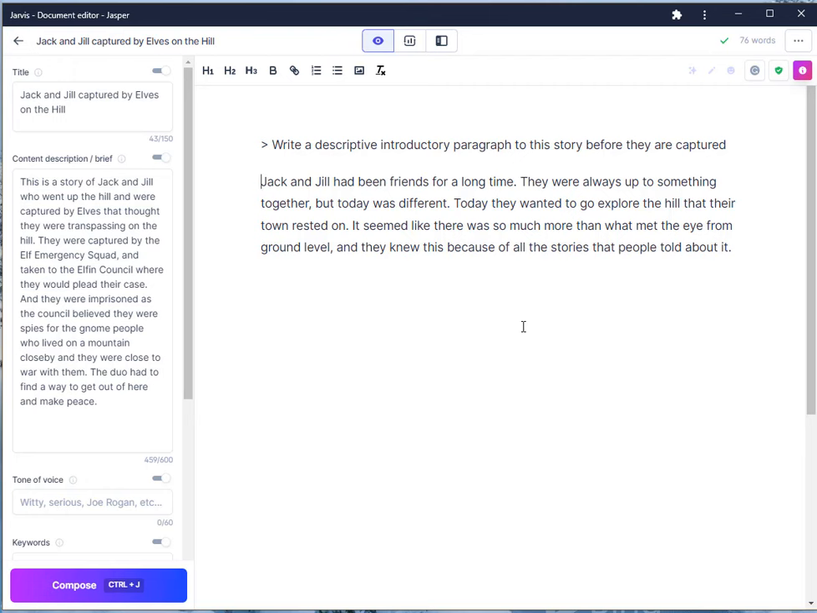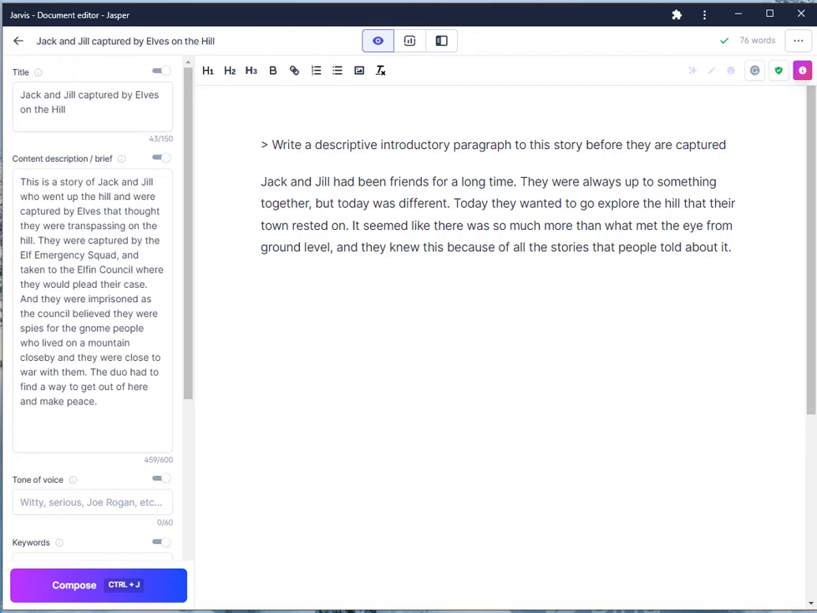Jack and Jill have been friends for a long time. They always went up to something together, but today was different. Today they wanted to explore the hill that their town rested on. It seemed like there was so much more than what met the eye from the ground level. They knew this because of all the stories that people told about it.